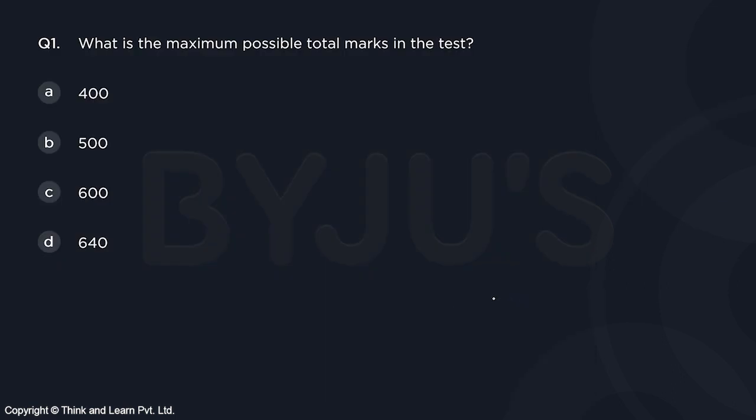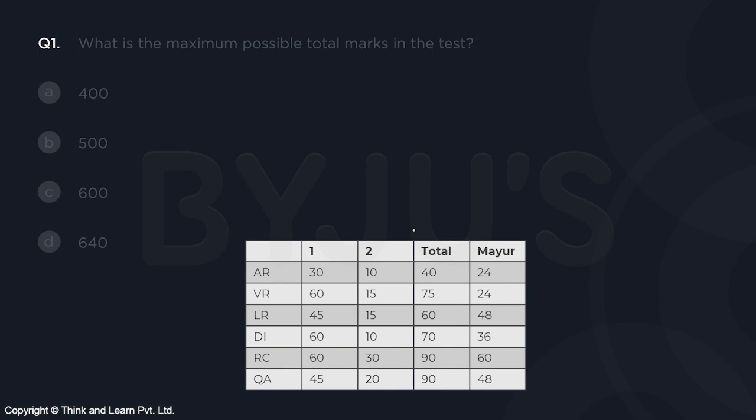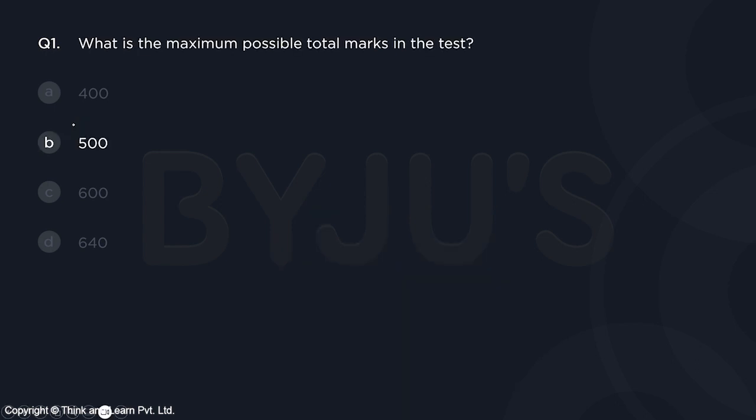Here is the first question. What is the maximum possible total marks in the test? Let's have a look at this table. The number of questions of 1 mark is 300. The number of questions of 2 marks is 100. So marks out of these 300 is 300, but marks of these 100 questions is 200. So the maximum possible marks is 500. So option B is going to be the right answer for question number 1.